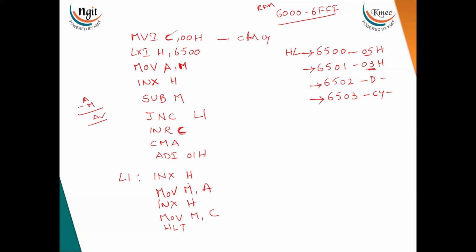And after that what happens here? You see that the 2's complement value we are storing into the next memory location by incrementing. After incrementing the memory location, we are storing the carry flag. So this is the program for the subtraction. I hope you understood this program.